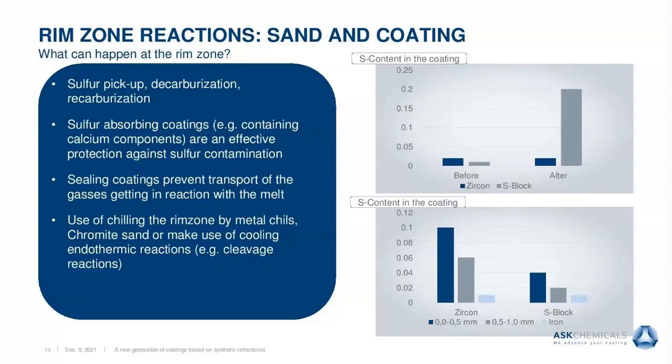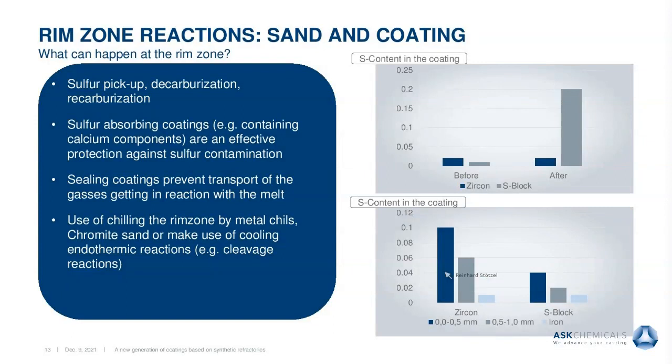And last but not least, there is a rim zone reaction of the binders of the sand and the coating. For instance, we may have sulfur pickup in the rim zone. We have decarburization or recarburization. If you have an acid-set binder system, the SO2 or SO3, which is formed during the pouring process, can move towards the rim zone and make a reaction, and sulfur is absorbed.